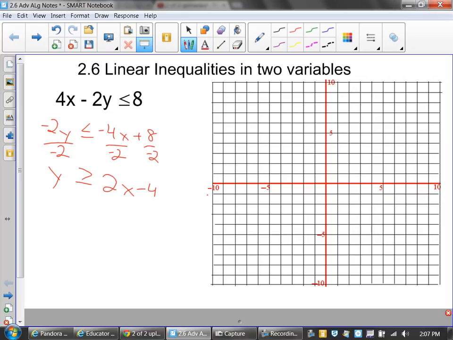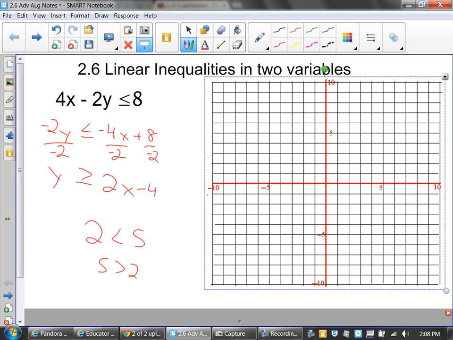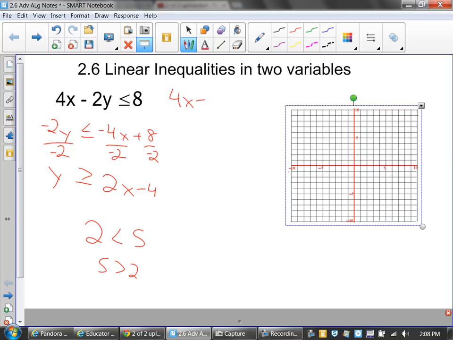If the 2y was on the other side and the 8 was over here, you'd still end up with the same thing. It's just like flipping it so that you're reading it backwards. It's kind of along the lines of 2 is less than 5, but 5 is greater than 2. You read it backwards. If you go 4x minus 8 is less than or equal to 2y, it doesn't change, does it? It's just flipped. Because you're switching the negatives, it makes that less. You're just switching the sign also. Correct.